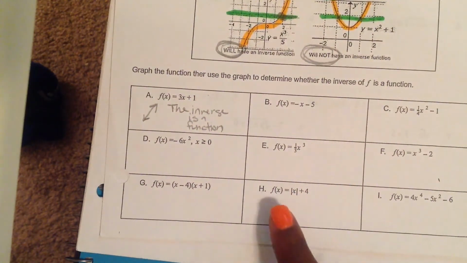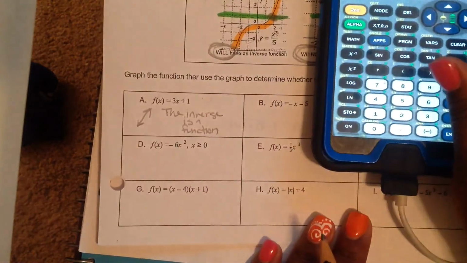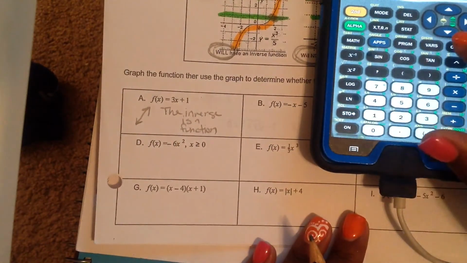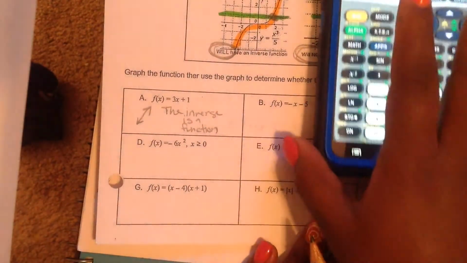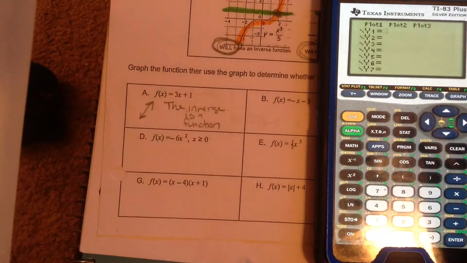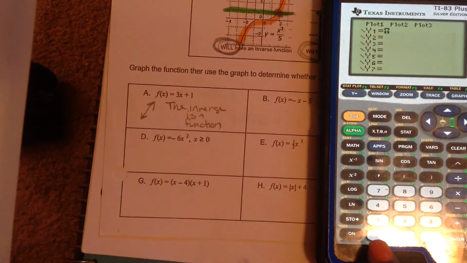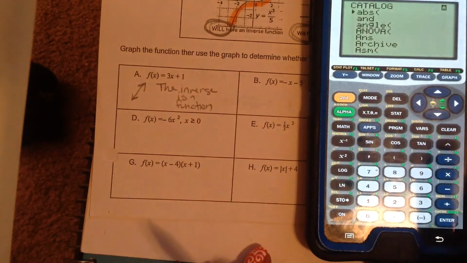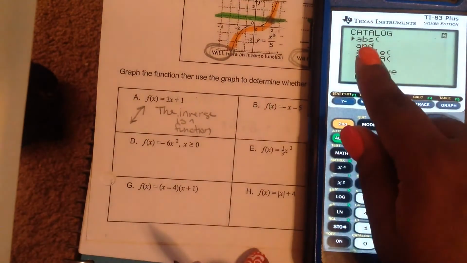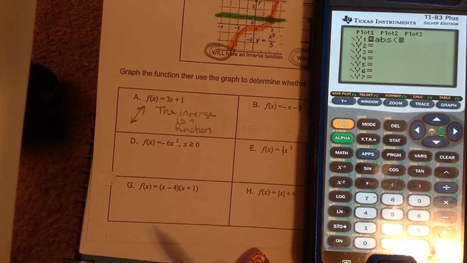The other one that I want to do with you is letter H, because I'm not sure if you all know how to graph the absolute value. So we go back to y equals and press clear. Then press second, and down here at the bottom where you have the 0 button, you're going to press catalog. When you see catalog, you see ABS at the top. ABS means absolute value. Press enter.